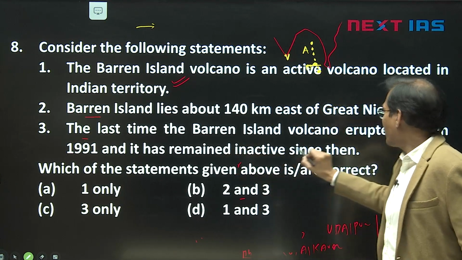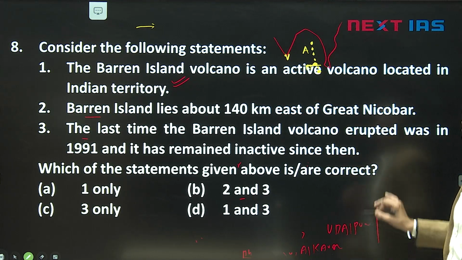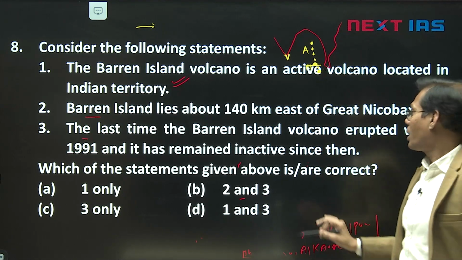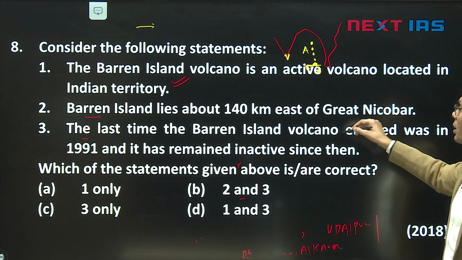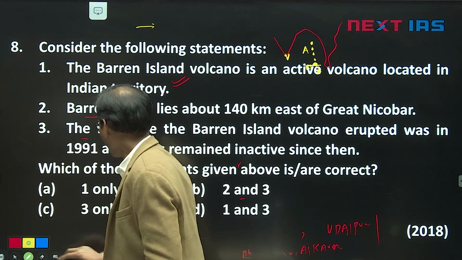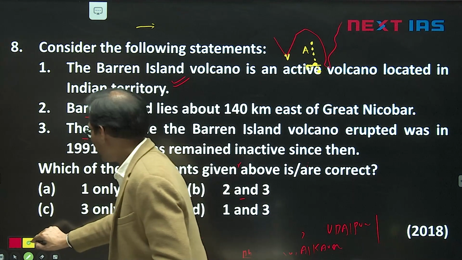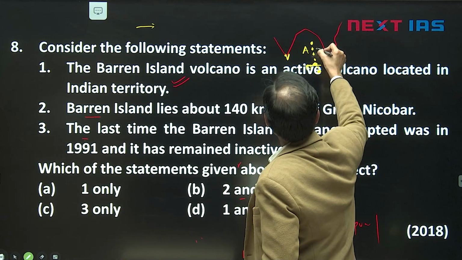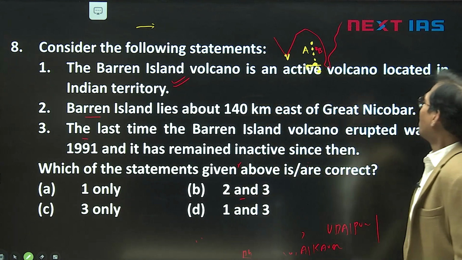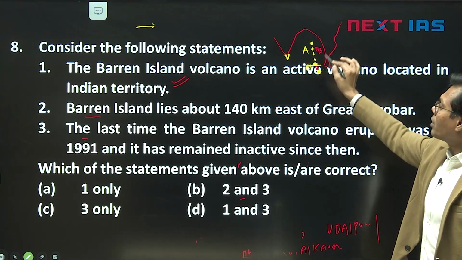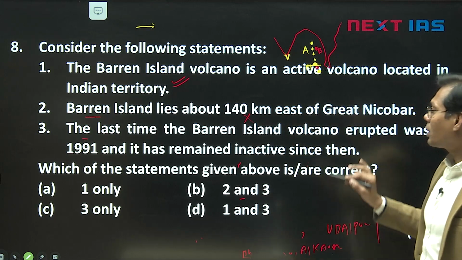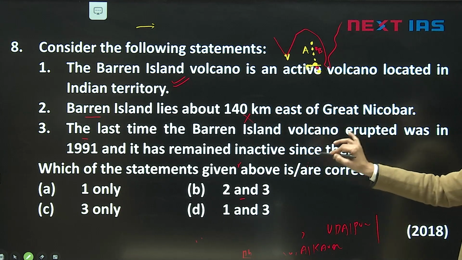But if we consider Barren Island, it is very close to Myanmar here, not to Malaysia and Indonesia. So the statement that Barren is east of Great Nicobar is incorrect. Barren's location is here. It is a famous volcano, the only volcano, so it is better to say, okay, it is Barren Island. It is east of South Andaman and Middle Andaman. Then Great Nicobar is here. So there is a lot of distance, northward, not eastward. So the second is wrong.